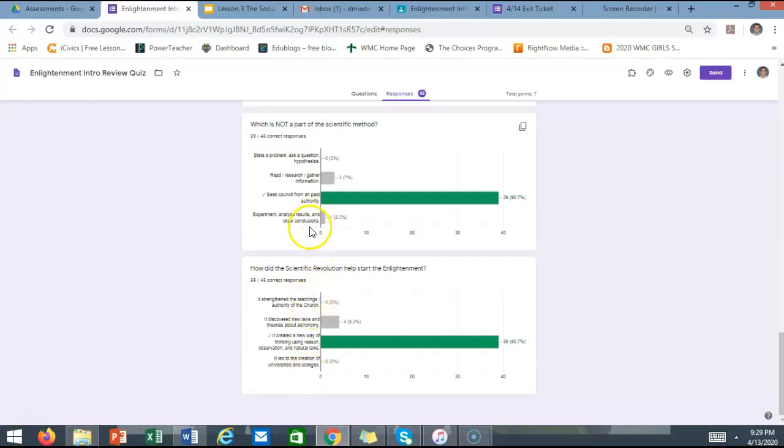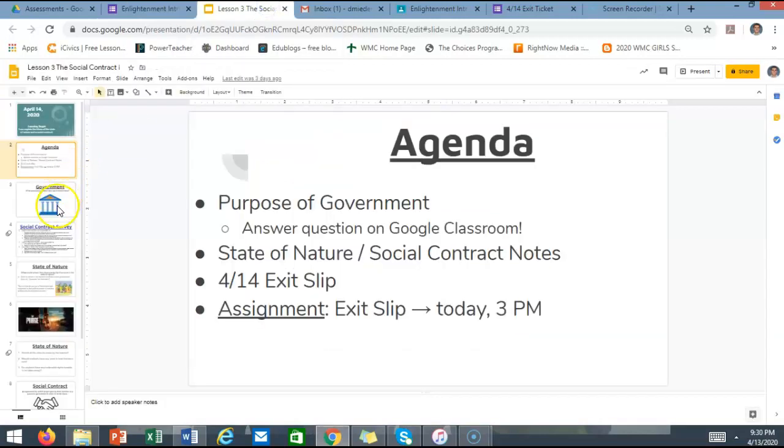So once again, this wasn't graded. I just wanted to review. I'm going to try to do a little bit more of that between now and the end of this year, just to try to make sure everyone is where they need to be.